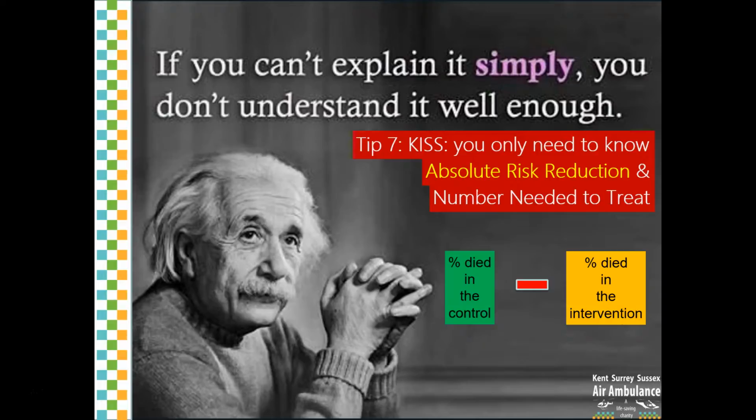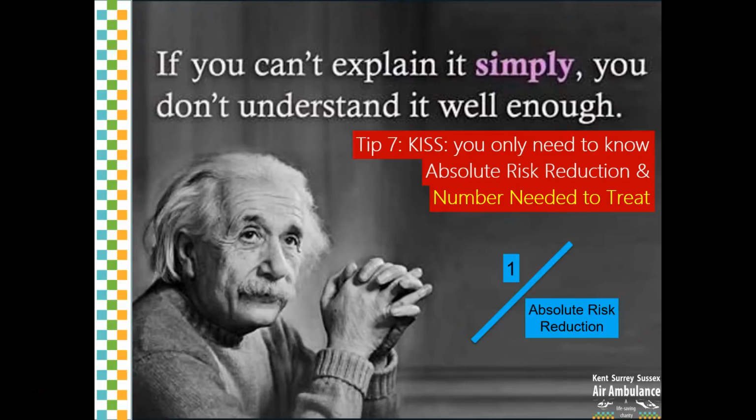that tells me about the value of that intervention. And then from that, I can quite easily calculate a thing called the number needed to treat. So the number of people I have to give this intervention to save one life or to get one positive outcome. Save one life if we're talking about mortality. And that is simply 1 divided by the absolute risk reduction.